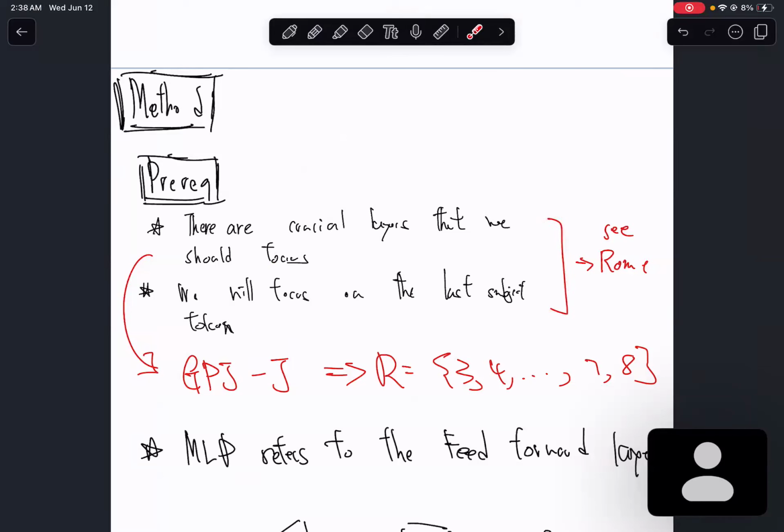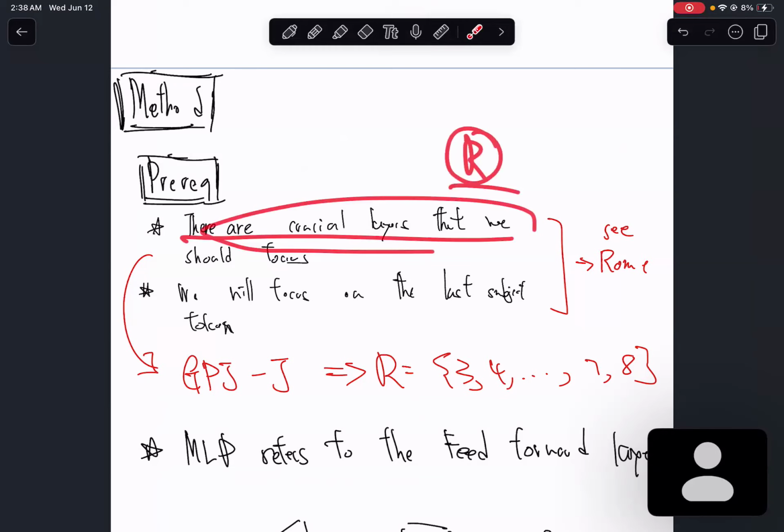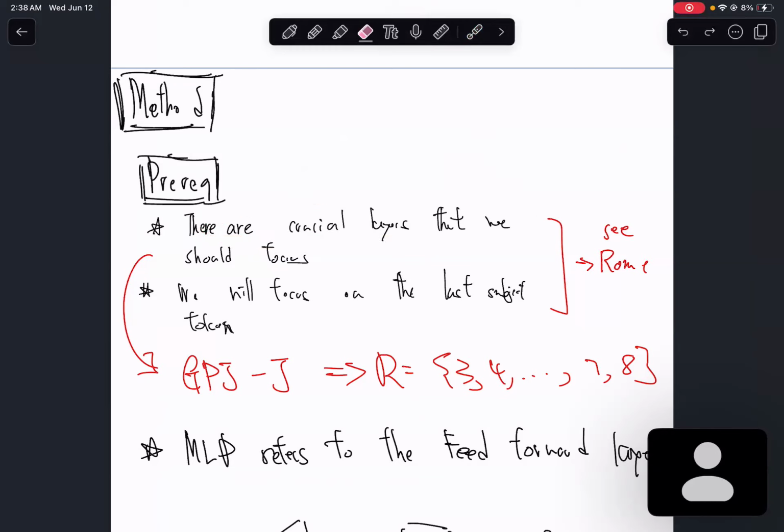In MEMIT, it talks about the crucial layers that it is going to edit. The crucial layers are often denoted as the set R, and they always focus on the last subject token. Regarding these two, I would love you to read the ROME paper, which goes much more in depth. In MEMIT, it just goes through it very quickly, in just one line. But for now, you can just remember that they have a set of layers they would love to edit, which is R, and they will focus on the last subject token.